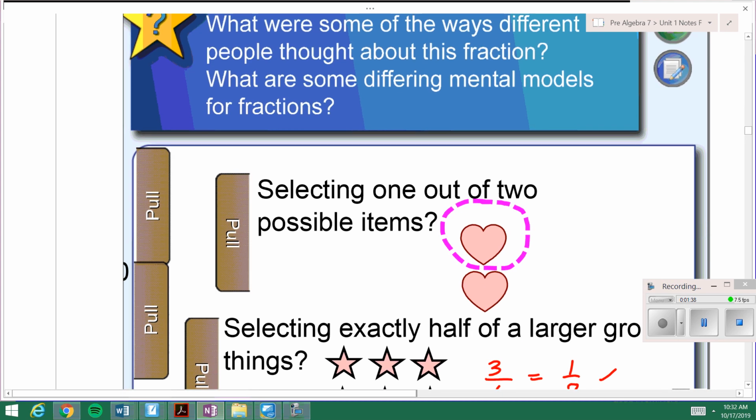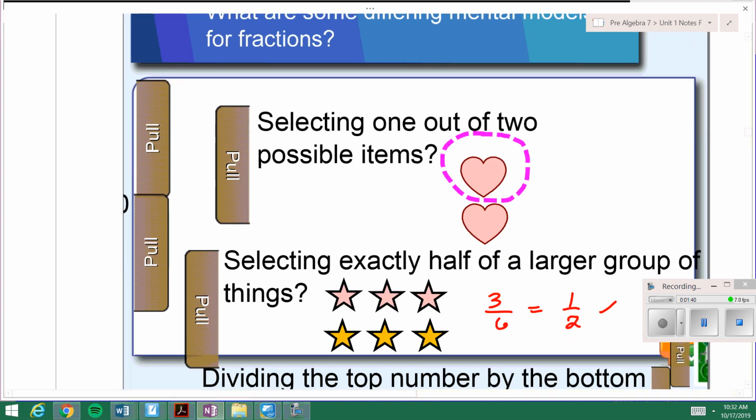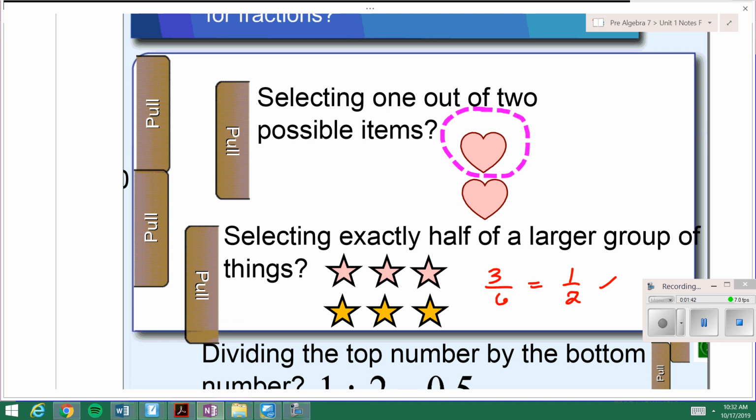Other people, their mental model might have to do with probability, and you'd be selecting 1 out of 2, and 1 out of 2, okay, is also the equivalent fraction 0.5 of the population, right? Exactly half of a larger group, so 3 out of 6 is also an equivalent fraction for 1/2.